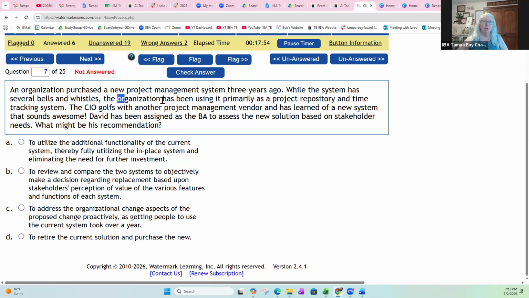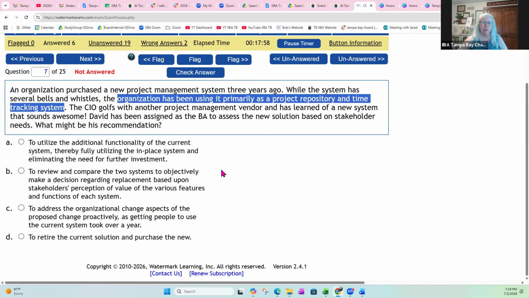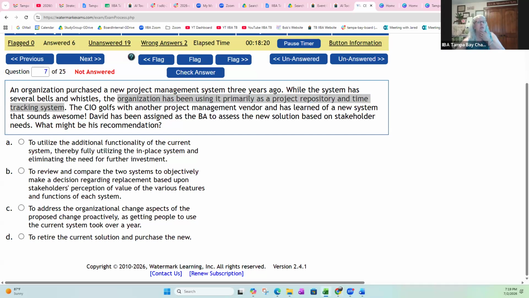The solution is being used as a project repository and a time tracking system. I don't hear any limitations there. Okay, maybe it's recommend actions to increase solution value, or maybe it's the last one, 8.5, analyze potential value and recommend solution. This is kind of iffy because it could be in like 3 different knowledge areas.